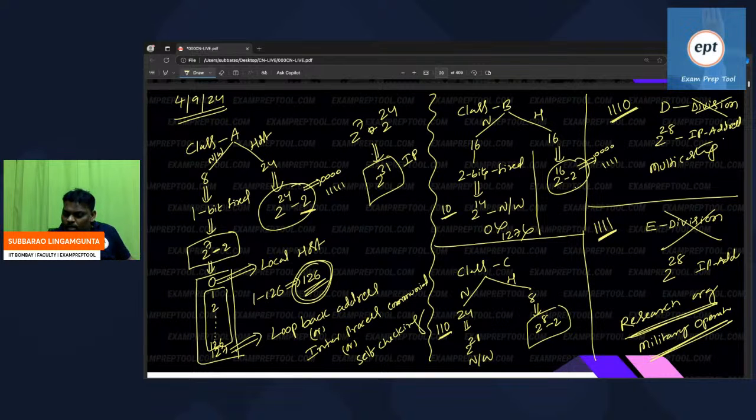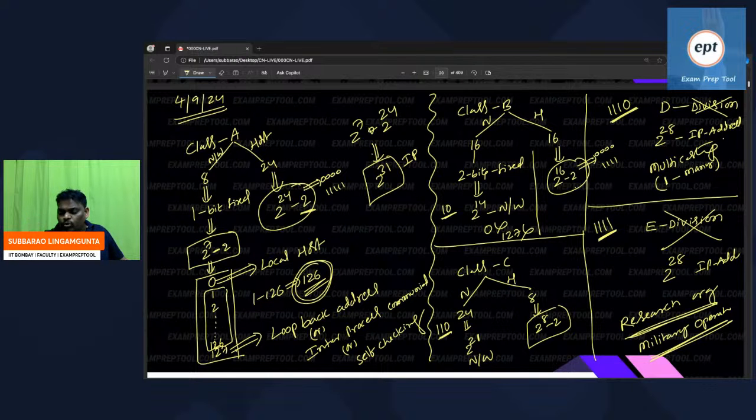Someone is asking what multicasting is. Remember, multicasting means one to many. I want to send one mail from me to 10 more people, not all people. That is called multicasting. If I send one mail to one person, that is called unicasting.